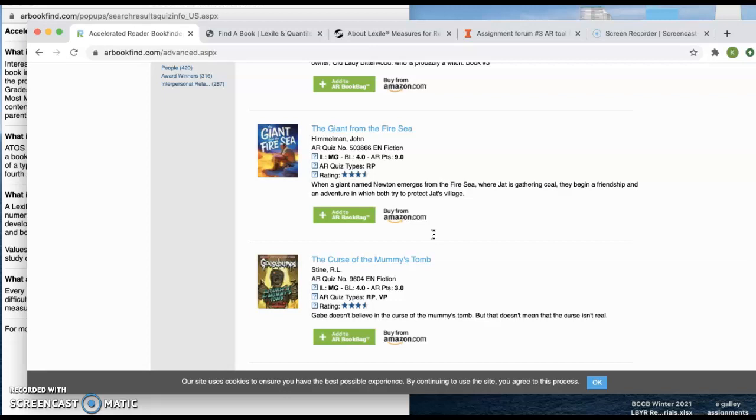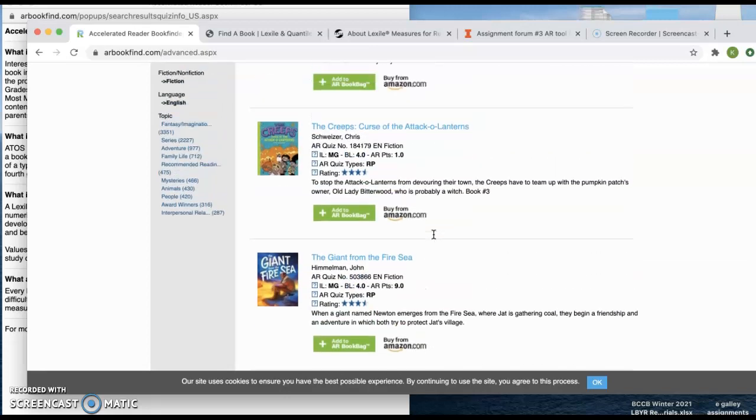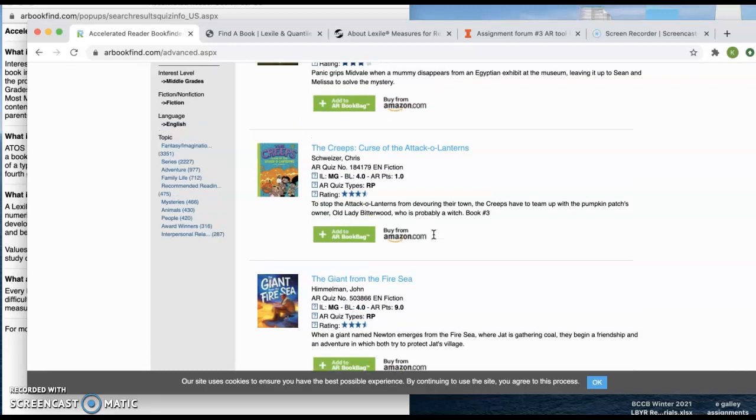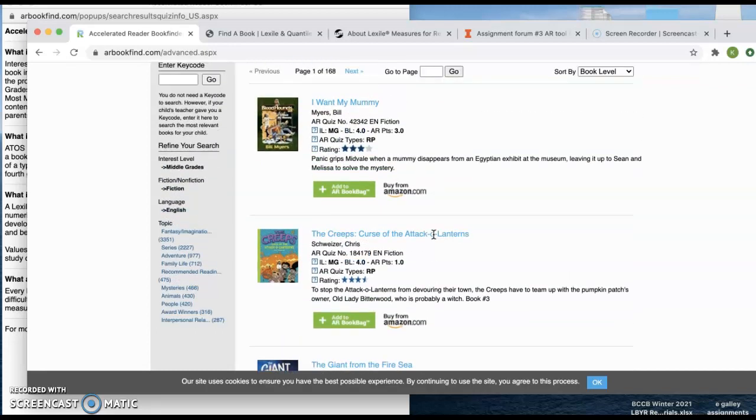If you want, you can go on Goodreads or you can go on Amazon just to look at the description. But this is sort of your starting off point, and this is where you would start.